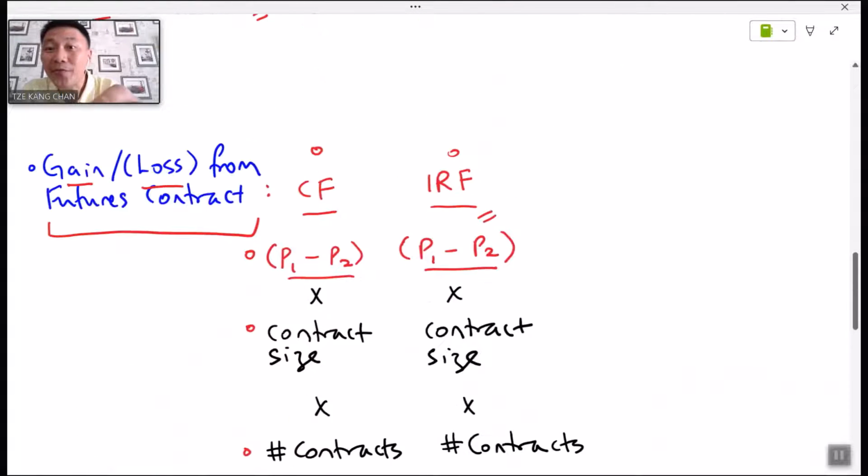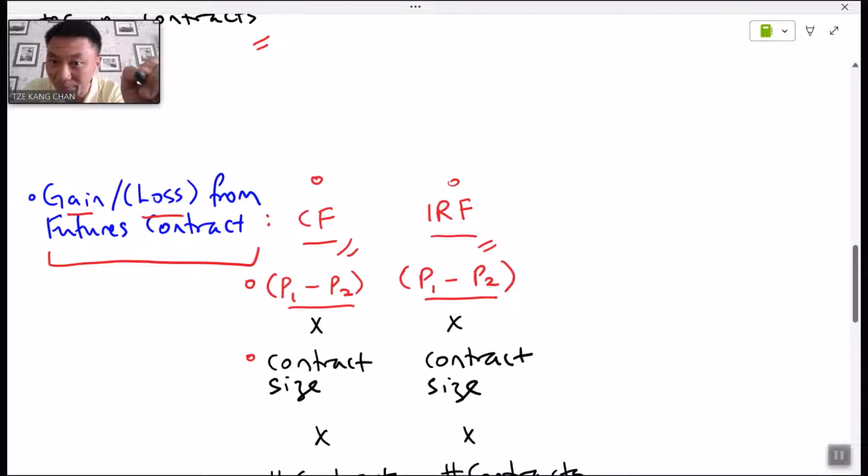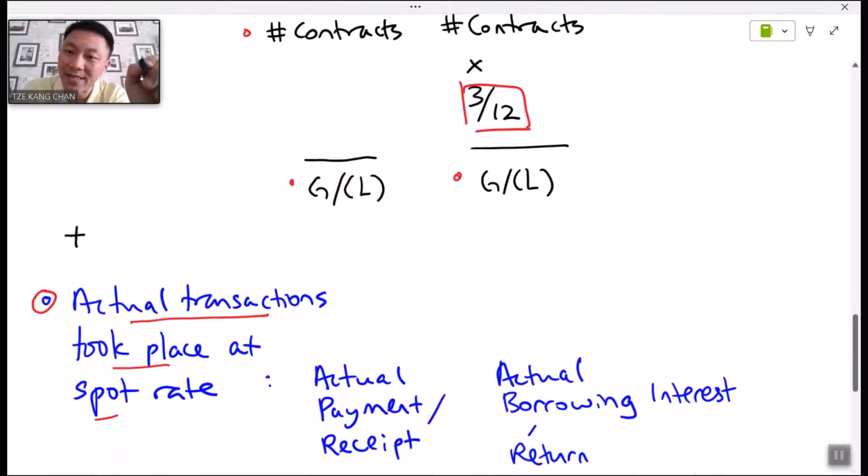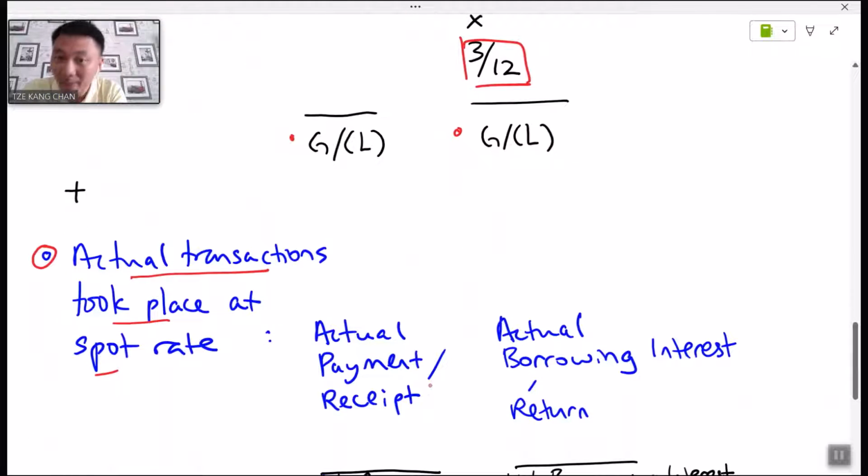For foreign exchange risk management under currency futures, the actual outcome on this transaction is therefore referring to the actual payment or receipt of the foreign currency settlement. As for interest rate risk management, the actual outcome on the transactions is therefore referring to the actual borrowing interest to be paid or actual return on investment expected to be received.